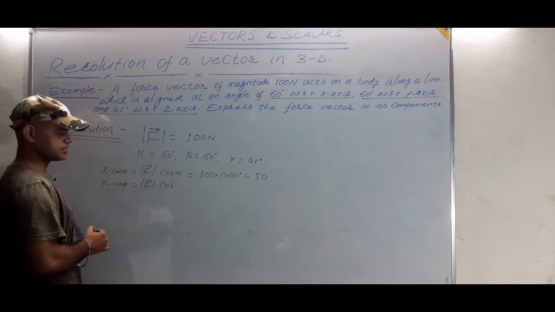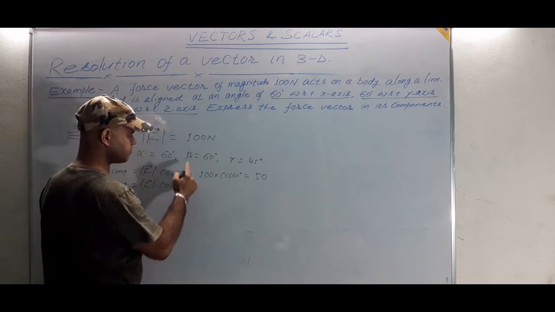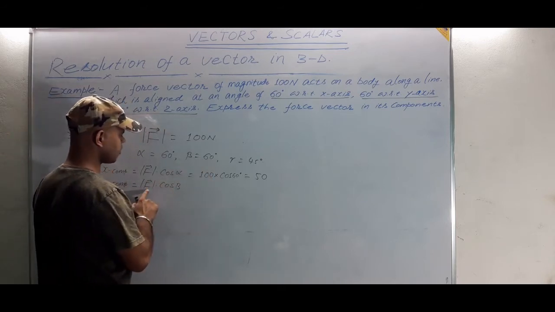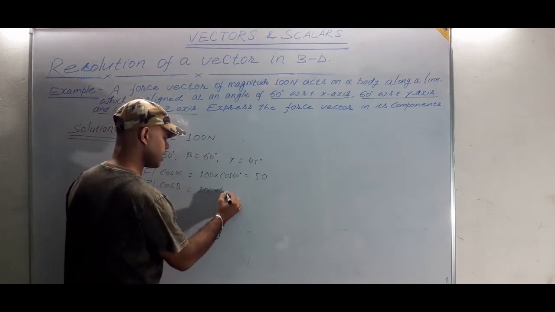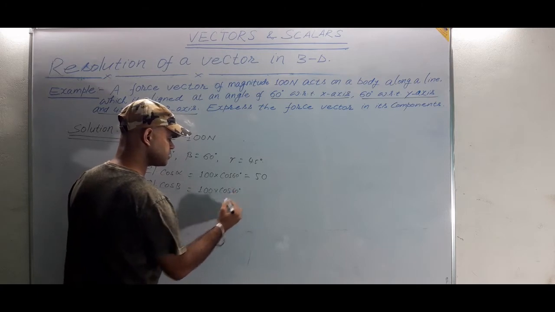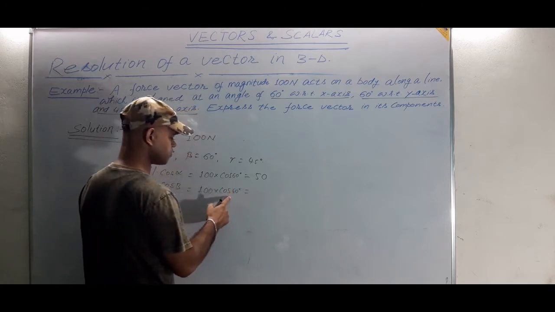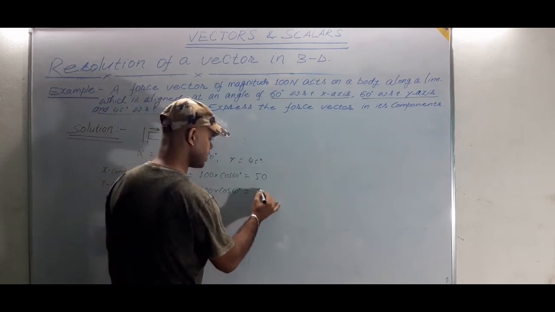Similarly, y component can be calculated as magnitude of the vector into cos of angle it makes with y-axis, that is beta. Beta is 60 degree and mod of F vector is 100. So magnitude of the vector is 100 and cos of beta means cos of 60. Cos 60 is 1 by 2. So 1 by 2 into 100, again 50.